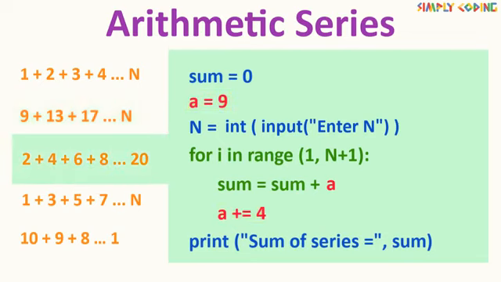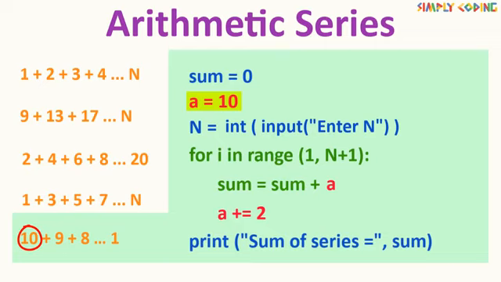Let's see the next one. Here the starting number is 2 and it is incremented by 2. So we will just set a is equal to 2 and increment by 2 every time. This is the program for this series. In the next series, the starting number is 1 and it is incremented by 2 every time. So we will just change the starting number to 1. Now the next one is decreasing numbers, so we will set the initial value of a to 10 and then do a minus is equal to 1 every iteration. This is the program for this series.